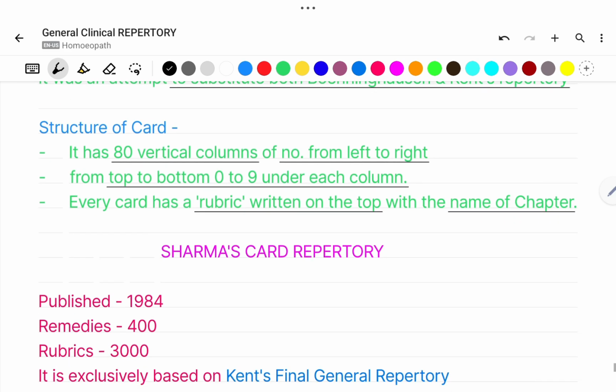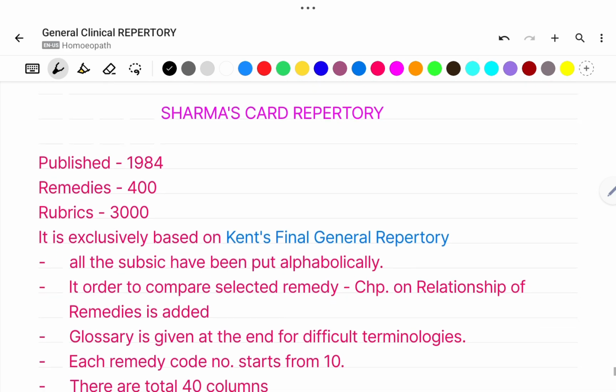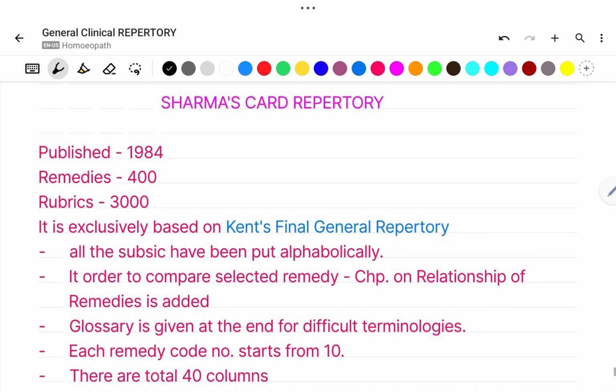Now, the second important card repertory was Sharma's card repertory. It was published in the year 1984. The total number of remedies was 400. The total number of rubrics was 3000. It was exclusively based on Kent's final general repertory.